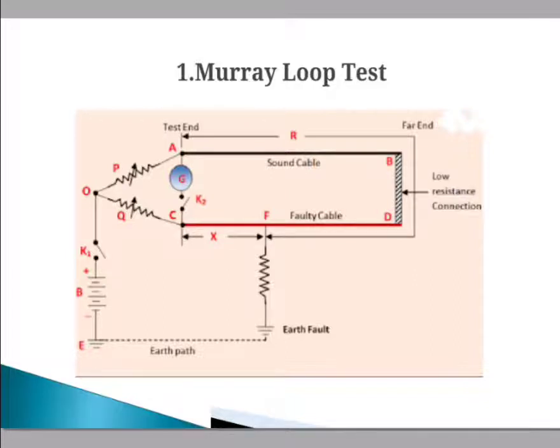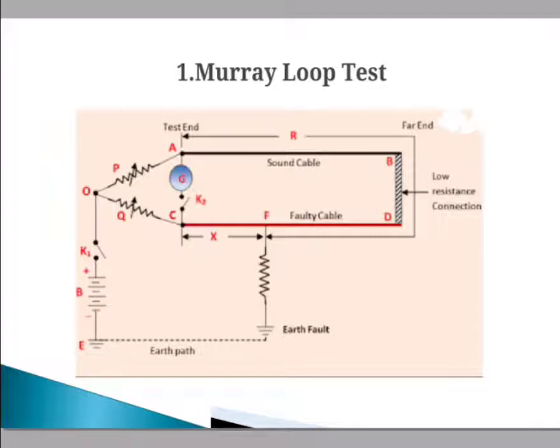The connection diagram of the Murray loop test is as shown in the figure, which is similar to the Wheatstone's bridge connection. CD is the healthy cable here, and EF is the faulty cable running along the same route. Then a battery applies current for the test. The return path for the current is through the earth fault at point F, that is where the fault occurs.